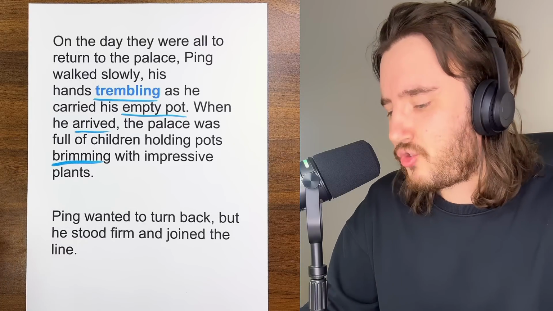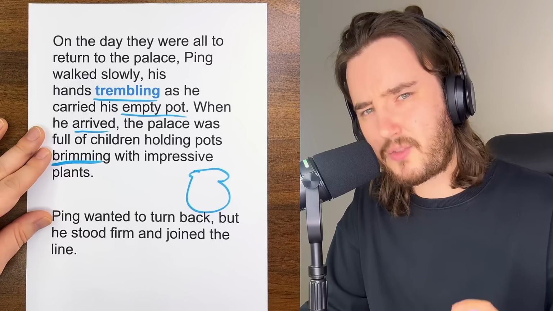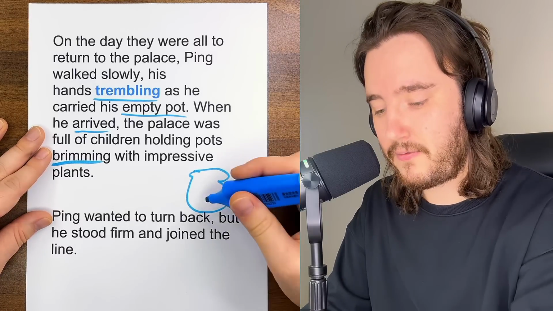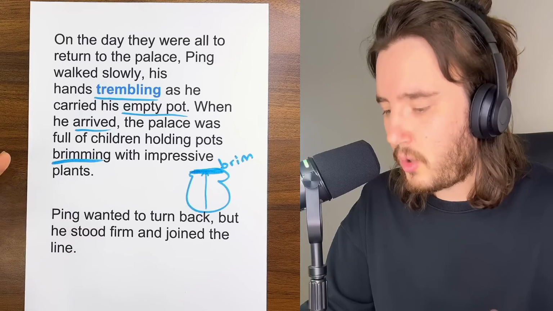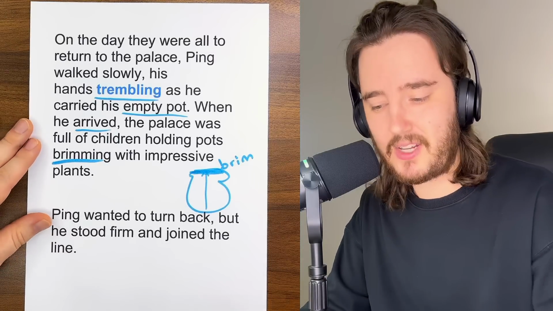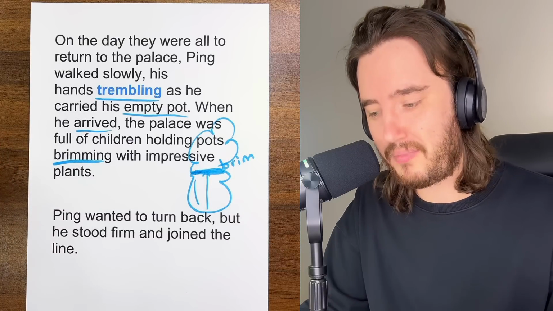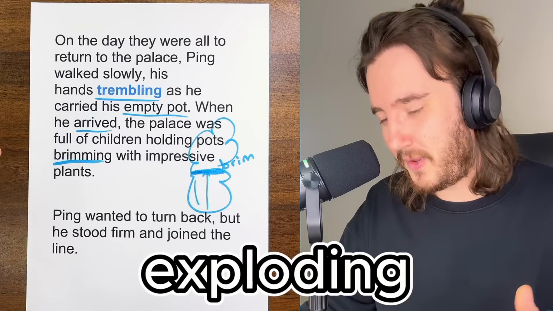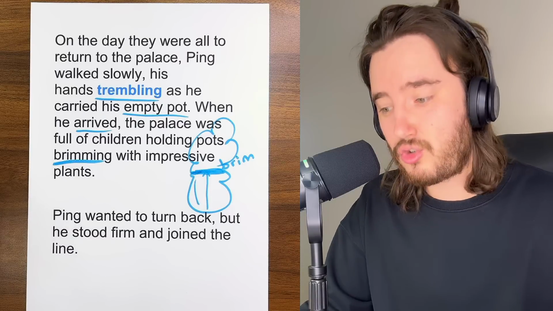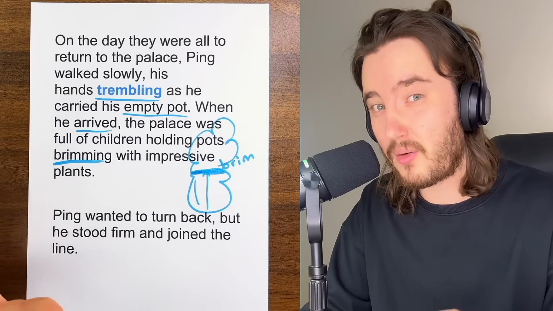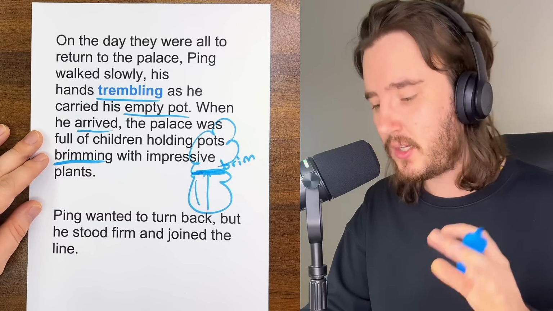It means that these children, the pots they are holding are filled to the brim. Let's pretend that this is a pot, right? If something is filled to the brim, then it's filled all the way to the tippy top. This is the brim. So if the pots are brimming with impressive plants, it means they are filled all the way up and overflowing with impressive plants, exploding with impressive plants, like the plants and flowers that the other kids have brought to the palace are so impressive. They are breathtaking, mind-blowing, right? They look so amazing, so good.